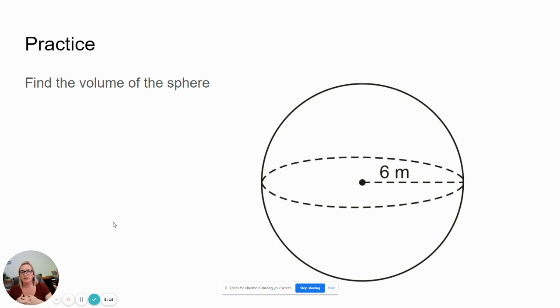Also, there is an exit ticket. You do need to score a 3 out of 4 on it for credit. So go ahead and get that done as soon as you're done with this. And let me know if you have any questions at all.